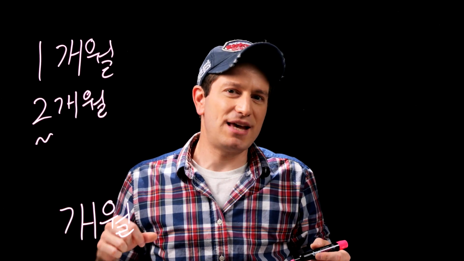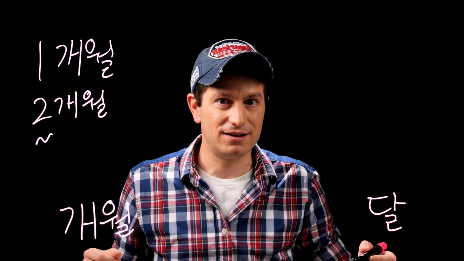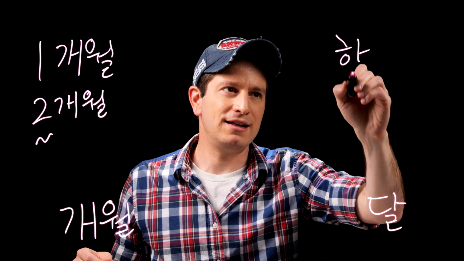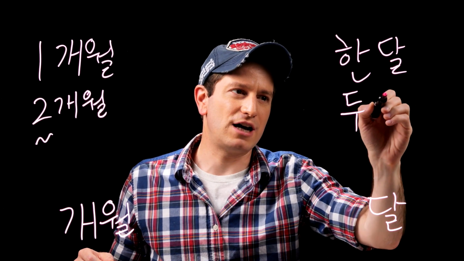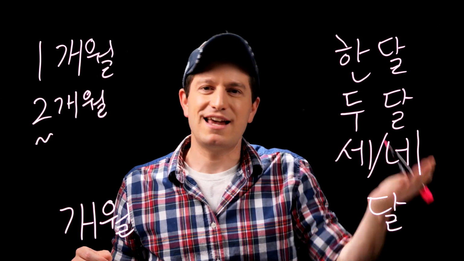And the next system that you can use, which also has the same meaning, is with pure Korean numbers and the counter 달. The way it works is you take a pure Korean number and you attach 달. 한 달, 1 month, 두 달, 2 months, 세 달, and 네 달, 3 months and 4 months.